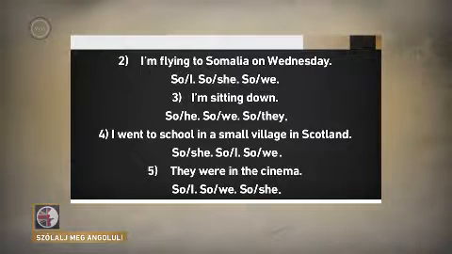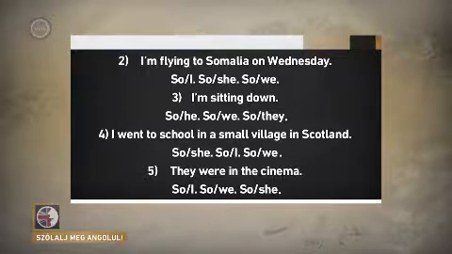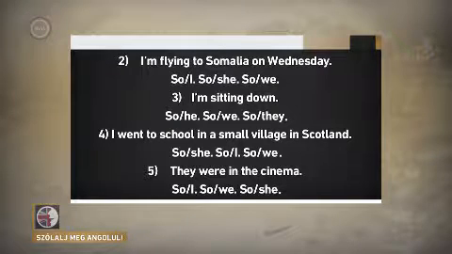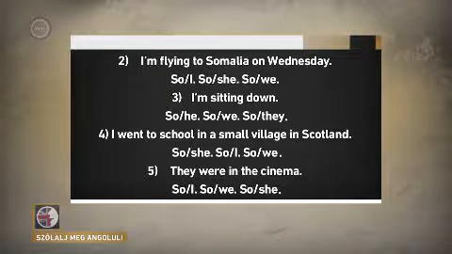Number two, I'm flying to Somalia on Wednesday. So I, so she, so we. Number three, I'm sitting down. So he, so we, so they. Number 4, I went to school in a small village in Scotland. So she, so I, so we. Number 5, they were in the cinema. So I, so we, so she.